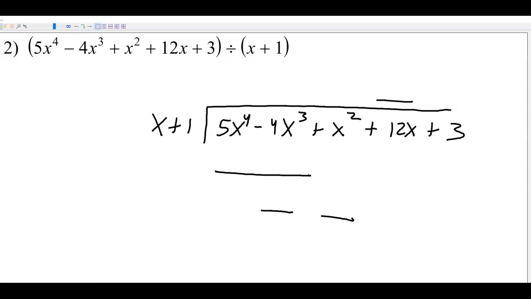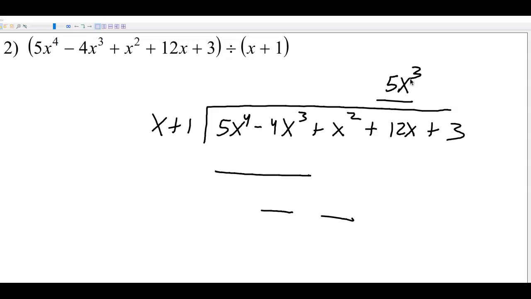So what do you multiply this by? All right, so I'm going to see what you guys have. Brianna, what did you put up here? A 5x3? Okay.